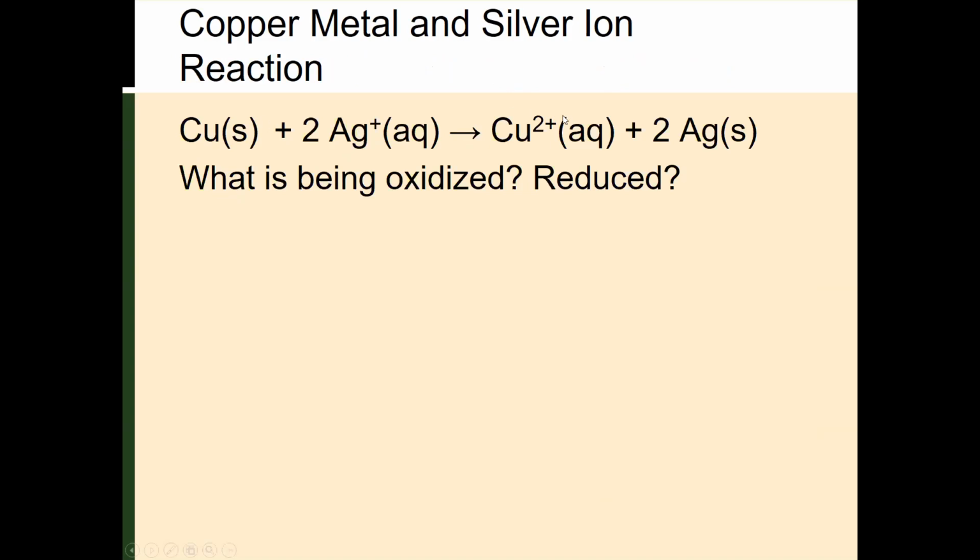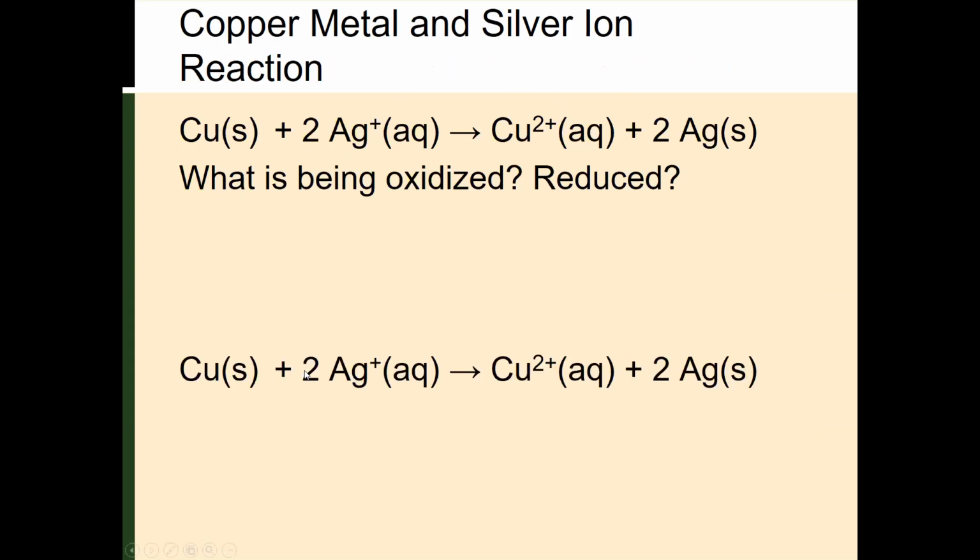Copper goes from a 0 to a +2, meaning that copper has lost electrons. It's losing electrons, oxidation. The silver has gained electrons. Silver has been reduced.